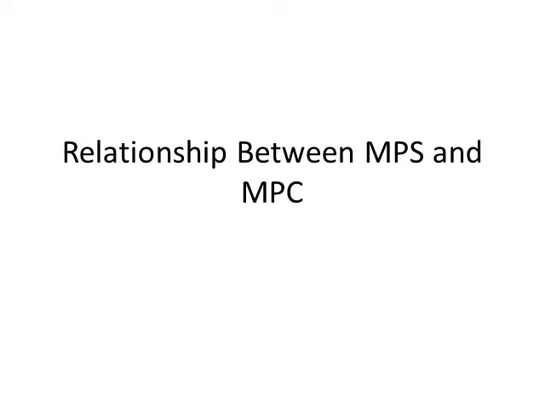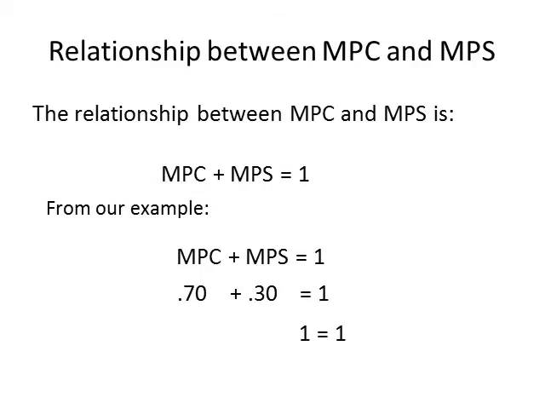There is a relationship between the value of the marginal propensity to consume and the marginal propensity to save. This short video will look at that relationship as well as show you how you can calculate one from the other. The relationship between the marginal propensity to consume and the marginal propensity to save is the marginal propensity to consume plus the marginal propensity to save is equal to 1.